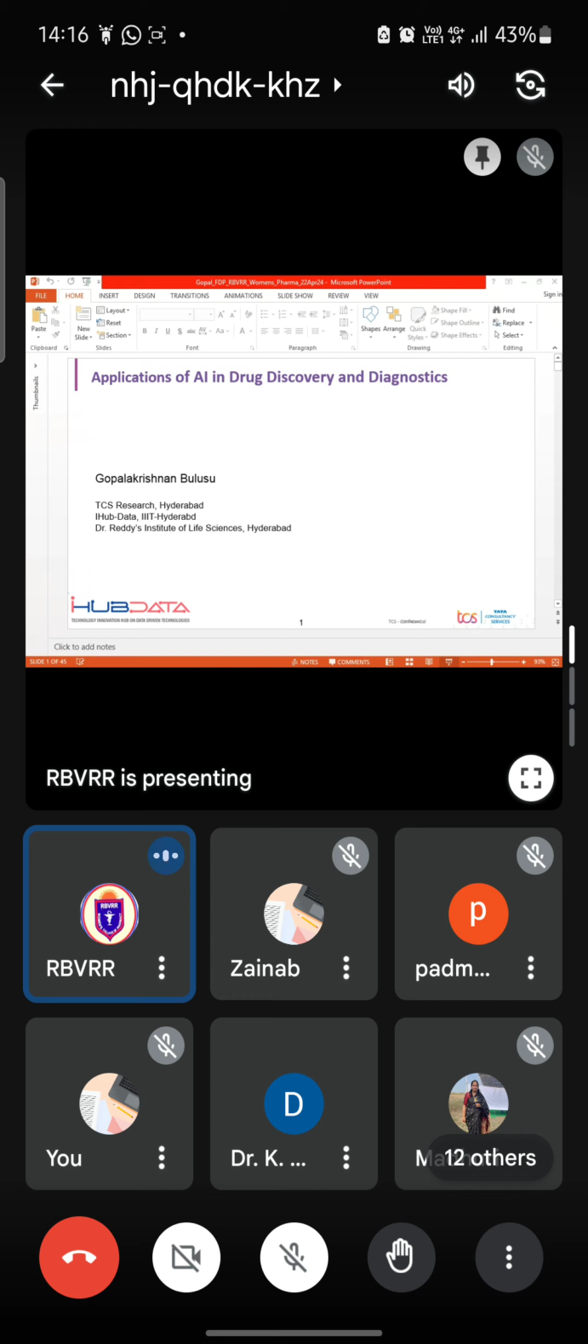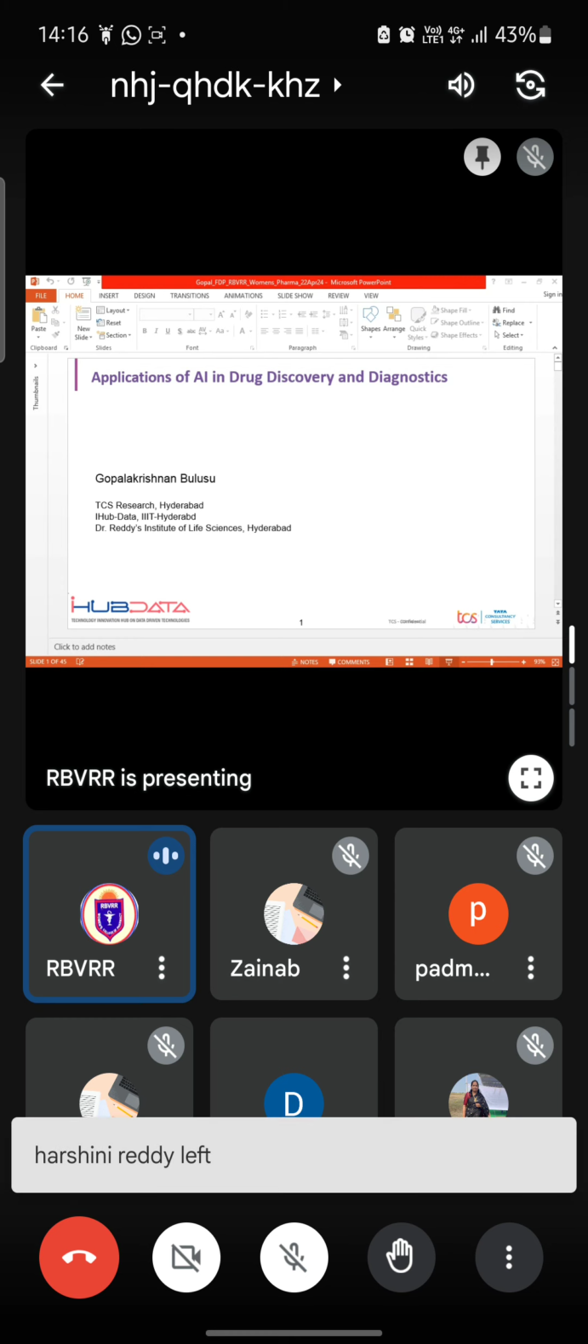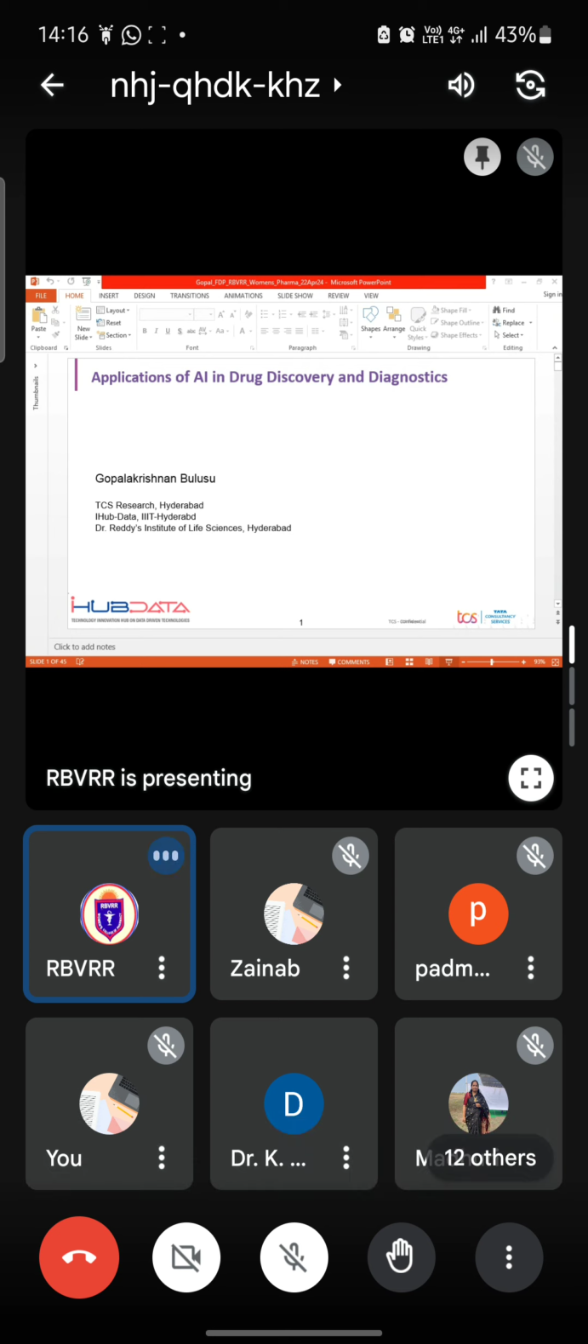We need to have various kinds of data. As much data as possible, we need to have in our hands. And we have to use all this data to make a judgment about whether a particular formulation will actually work, will actually meet our defined objectives. What was the objective? To develop a sustained release formulation.